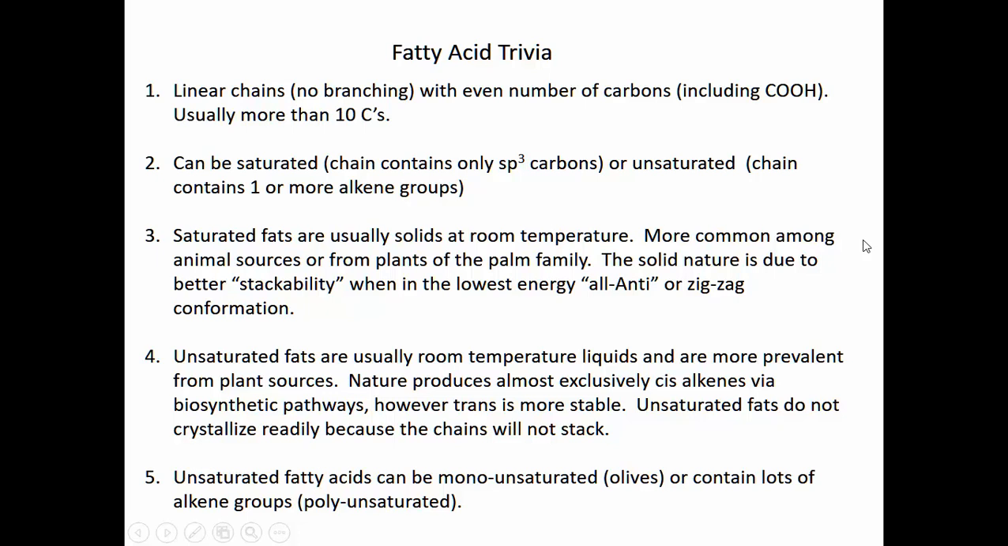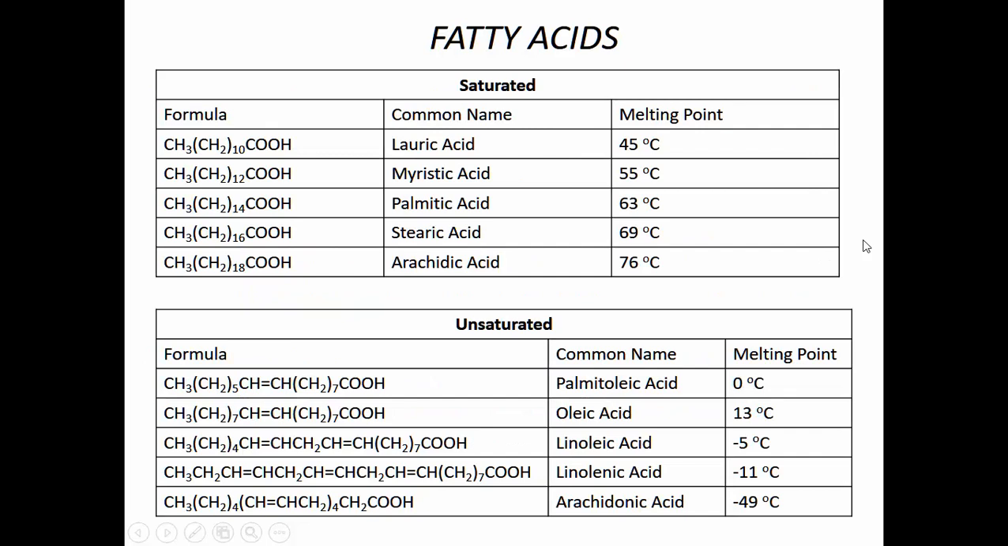Okay. The unsaturated fatty acids can be monounsaturated, which is a property associated primarily with olive oil, or they contain lots of alkene groups. Things like corn oil and soybean oil contain multiple alkene groups. They're polyunsaturated fats. Okay, so let's look at some common fatty acids.